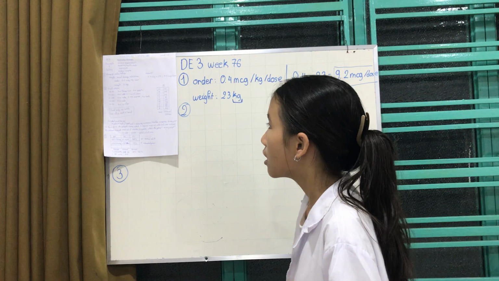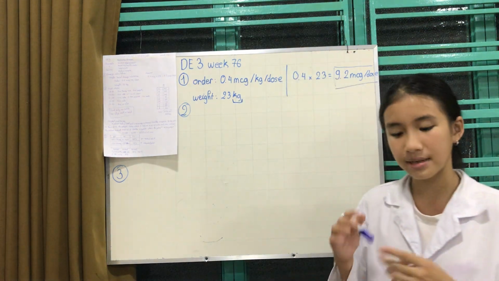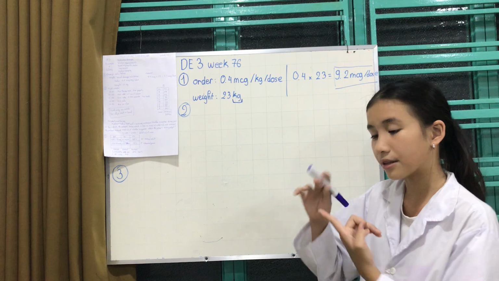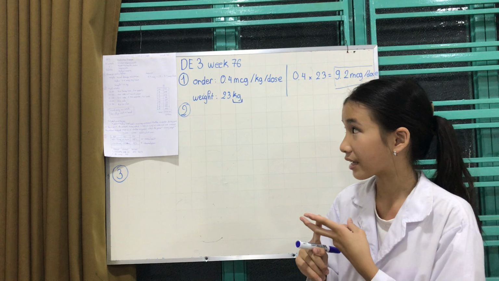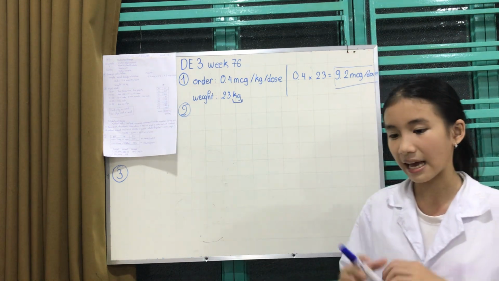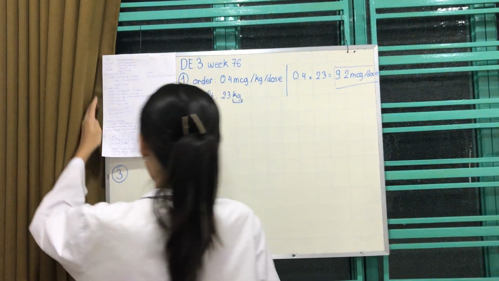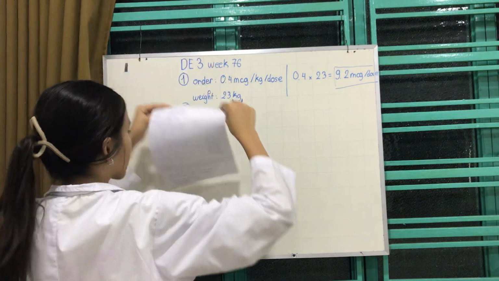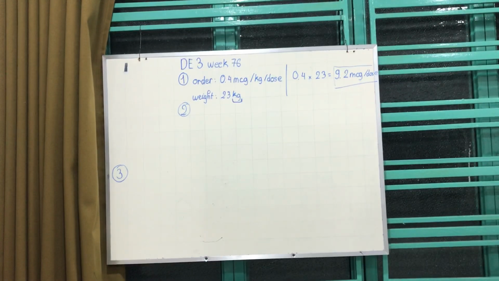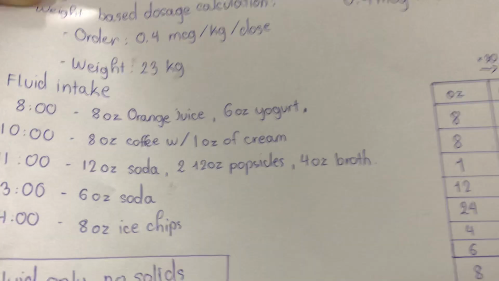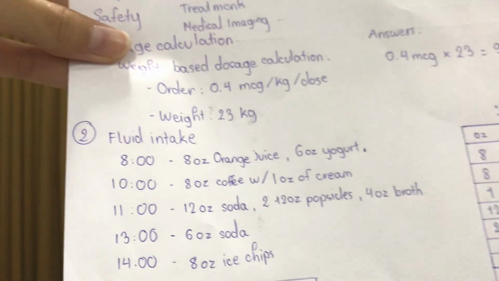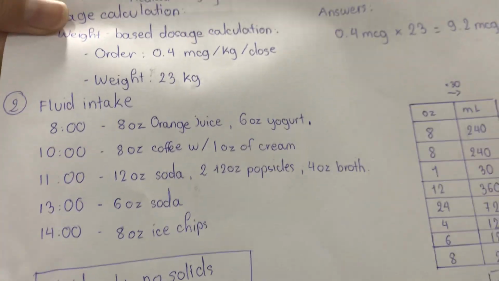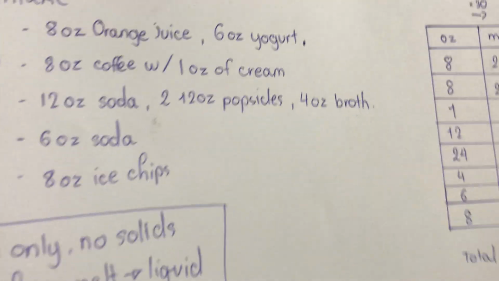Problem number 2. Problem number 2 says that Mrs. Pratt said that we need to calculate the fluid intake and the output monitoring. So firstly, for the fluid intake, I have this timeline of what the patient took in. Firstly, the patient took in at 8 a.m. 8 ounces of orange juice and 6 ounces of yogurt. At 10 a.m., 8 ounces of coffee with 1 ounce of cream.